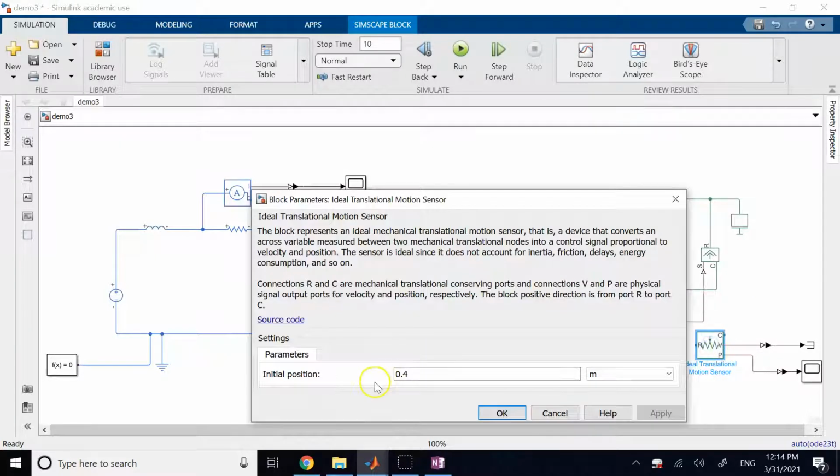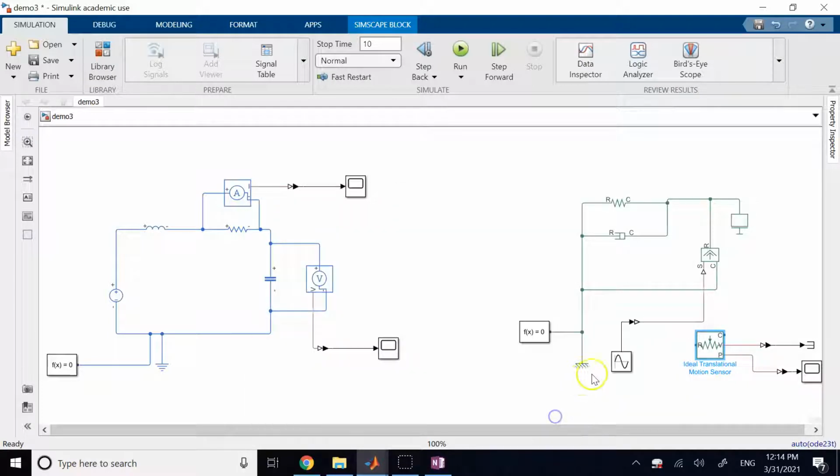And this guy can, first of all, you can provide what? The initial position of the block in it. So x of 0 here is 0.4. And it has a reference C, which again, it has to be the ground. It has an input port. You want to measure position or velocity of which point, and you say the mass. And then it has two outputs, V and P. P is position, V is velocity, okay?